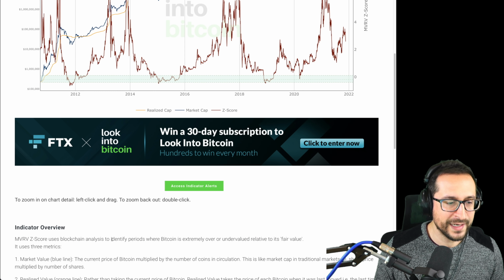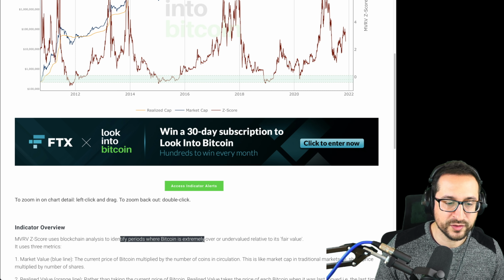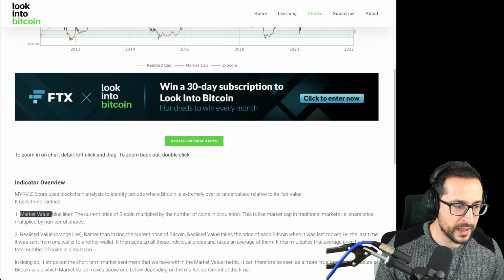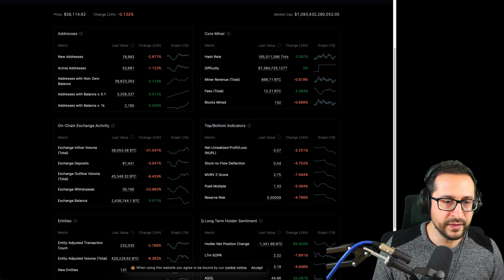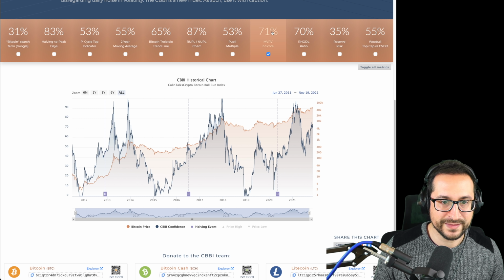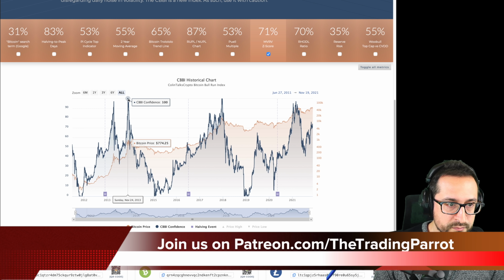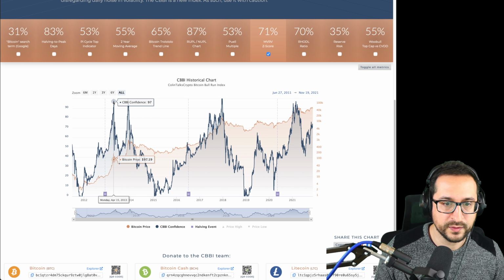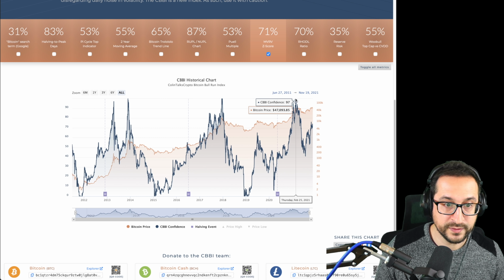It uses blockchain analysis to identify periods where Bitcoin is extremely over or undervalued relative to its fair price. It uses the market value and the realized value. Again, these ones, you can find them on Glassnode as well. At the moment, it's at 71%. It was very accurate. Both last peaks, they were at 100%. The first peak got to 97. In May, it got again to 97.